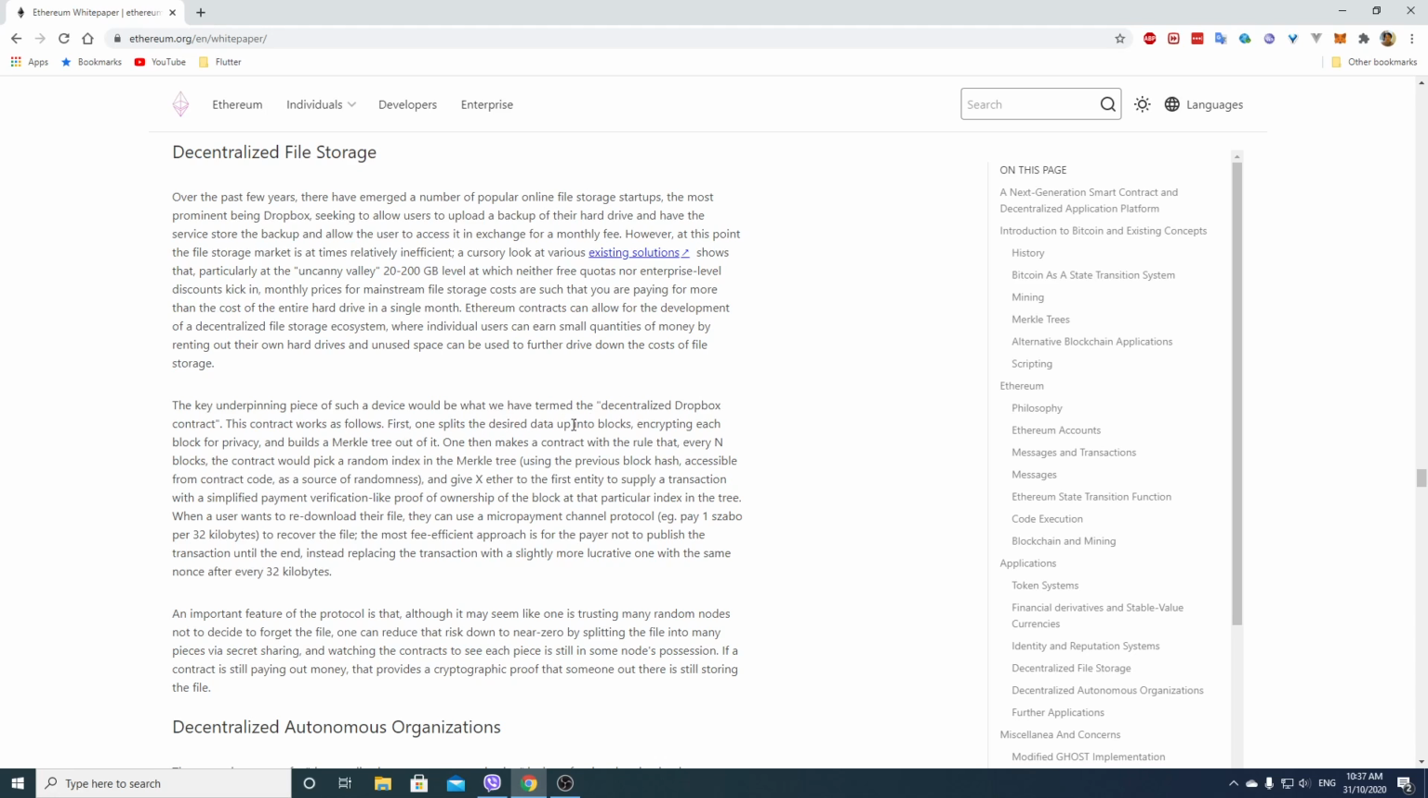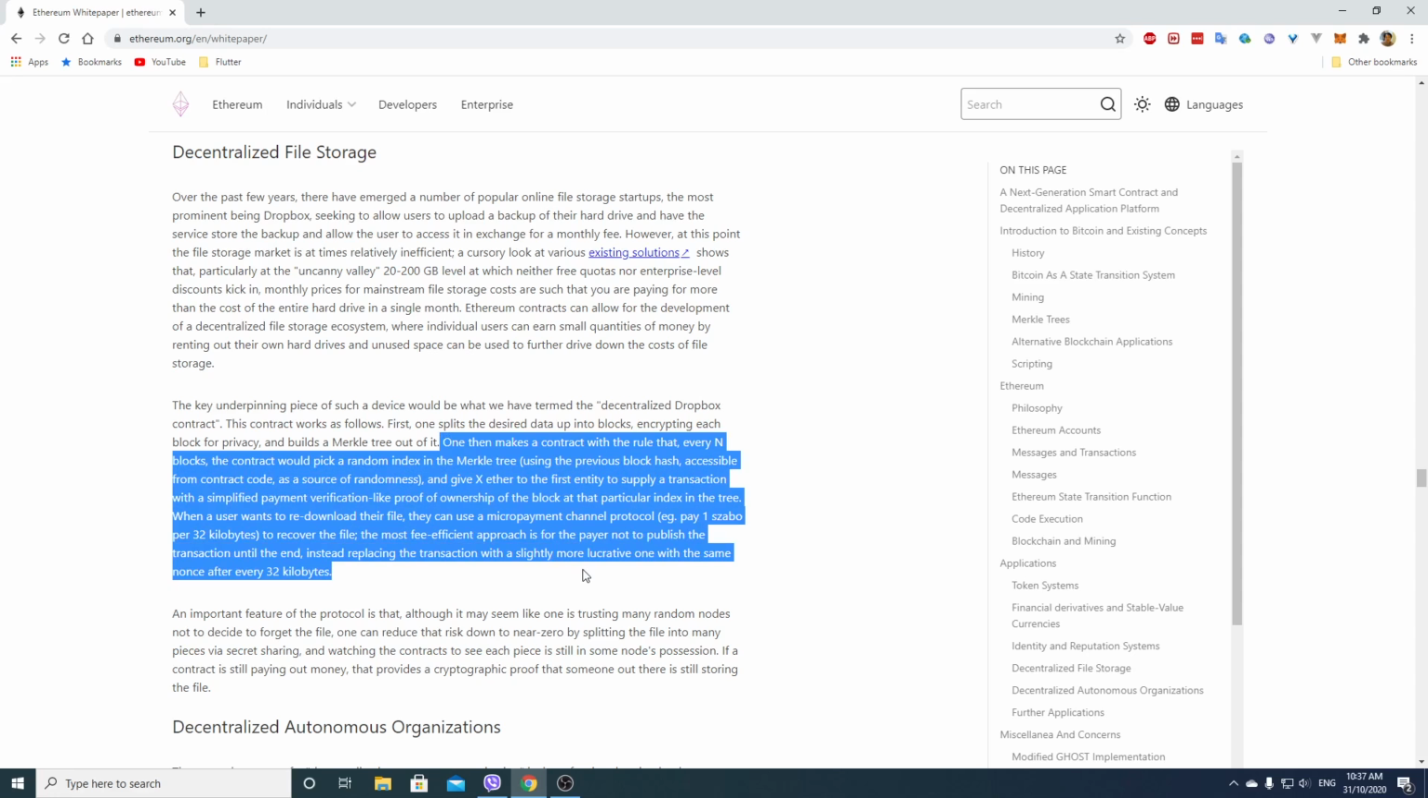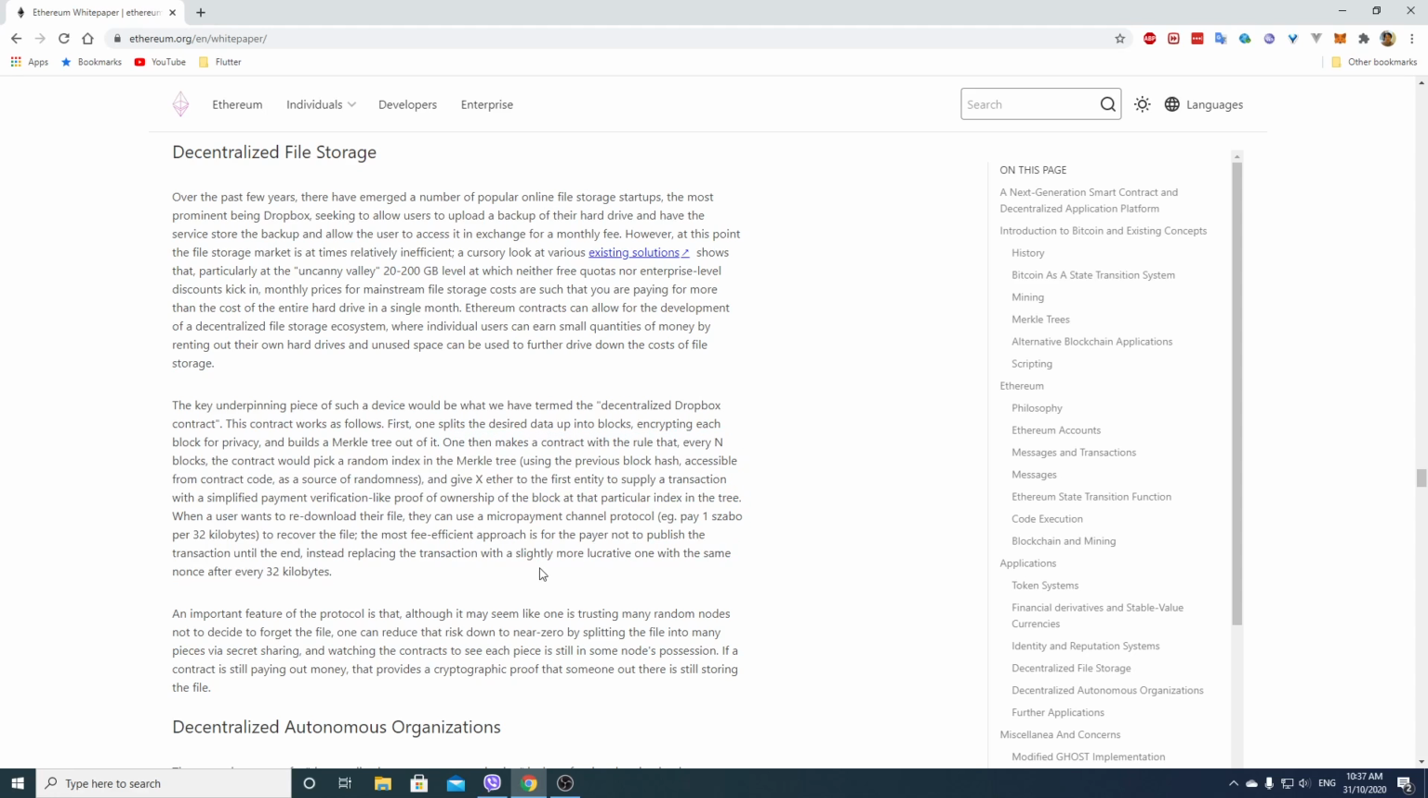First, one splits the desired data up into blocks, encrypting each block for privacy, and builds a Merkle tree out of it. One then makes a contract with the rule that every n blocks, the contract would pick a random index in the Merkle tree. So actually, I think that this is not possible at the moment, because the contract by itself will not activate. So this is a white paper, so that's fine, but there's a problem here now.